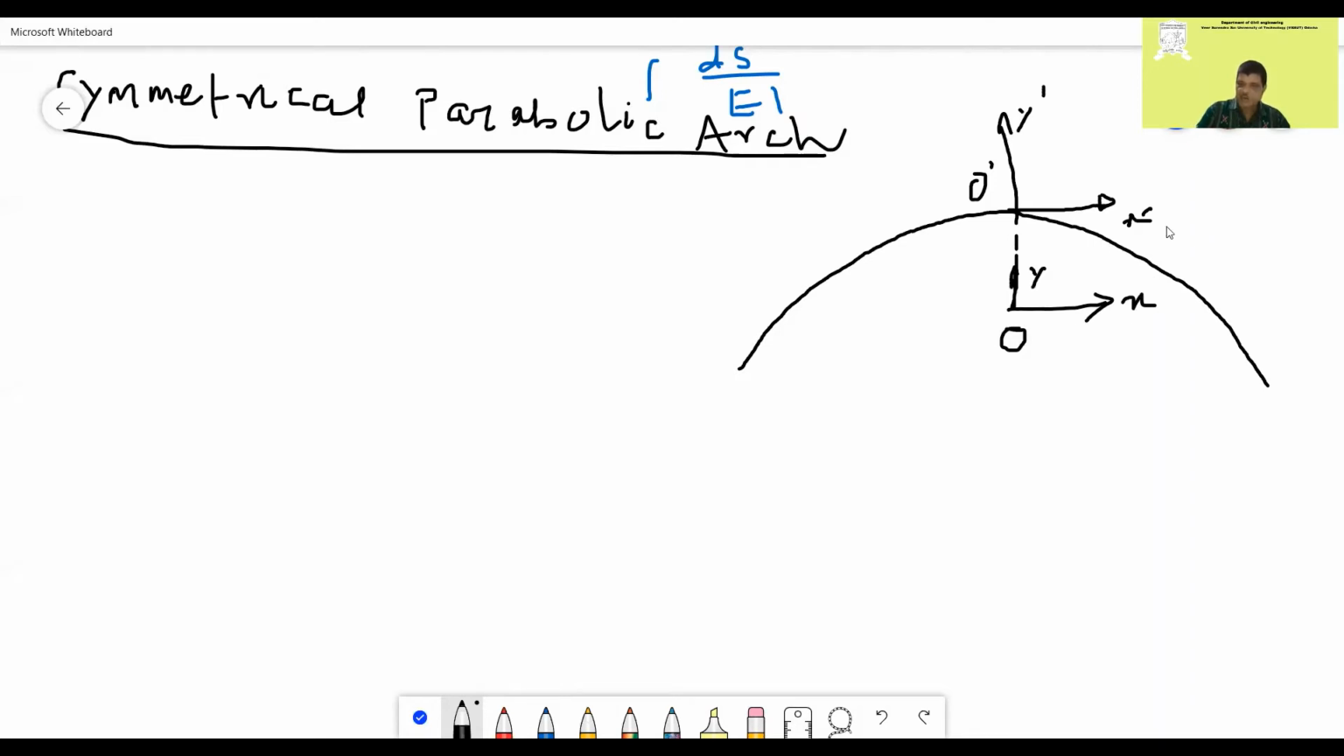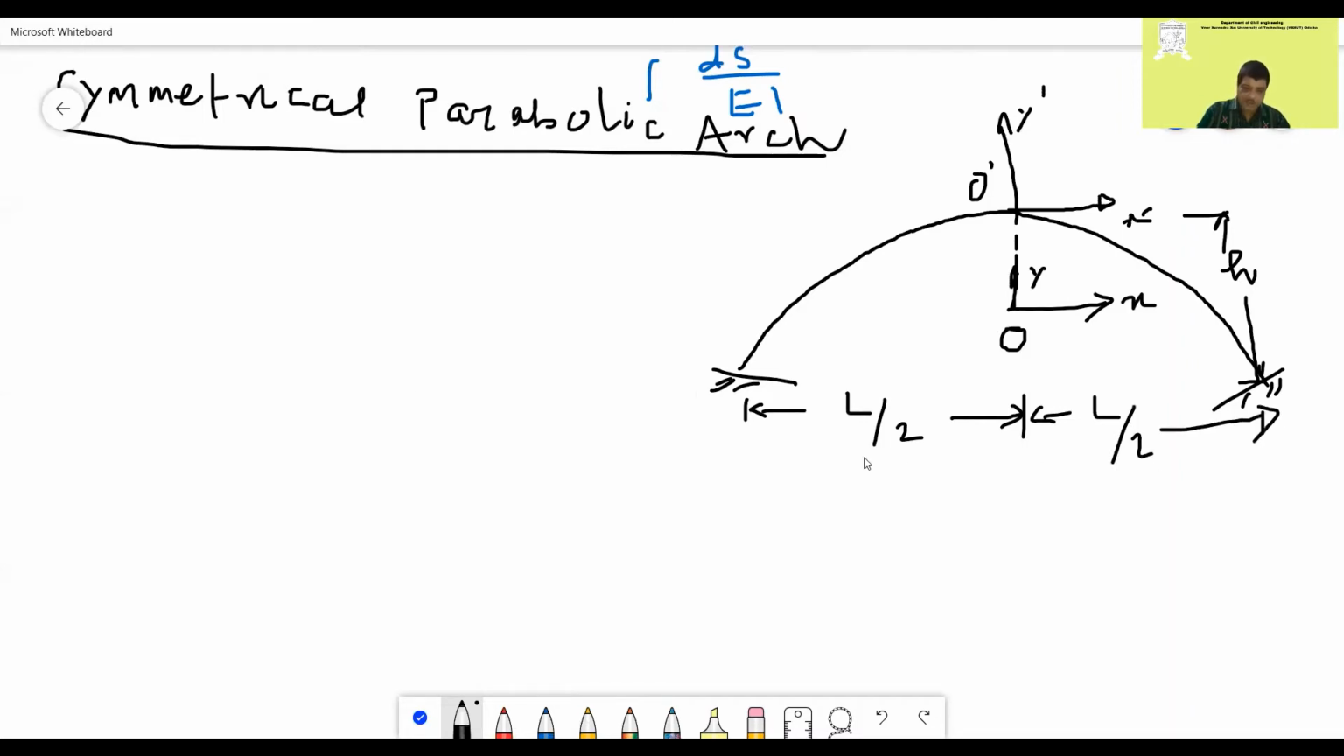Now, if the height of the parabola is h from here to here, and this is fixed here, and this is also fixed here, and from here to here the length is L by 2. So this is L by 2, this is L by 2. This is a symmetrical fixed parabolic arc. Now we put the crown as the origin. So if we take the crown as the origin, that means O dash is the origin.